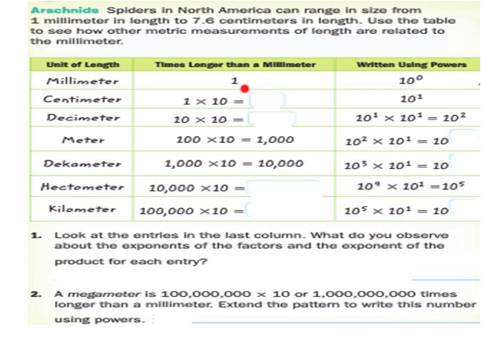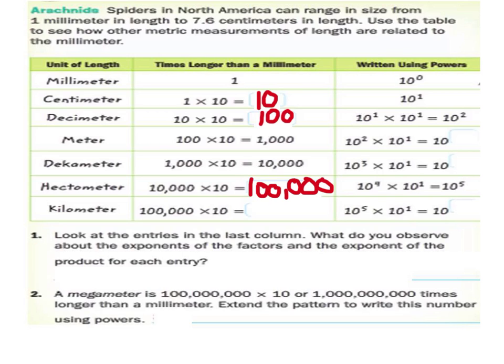Got the centimeters. 1 times 10 is 10 centimeters. In other words, this is 10 times longer than a millimeter. What about a decimeter? Well, it's 10 centimeters in a decimeter. So 10 times 10? 100. This is rough, right? Well, this next one, let's come down to hectometer. A hectometer means that you got 10,000 of these tens. So how much would it be? Like 100,000.